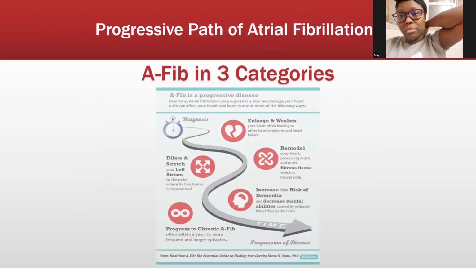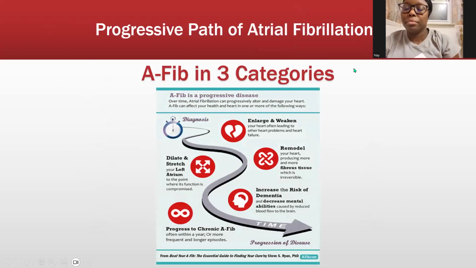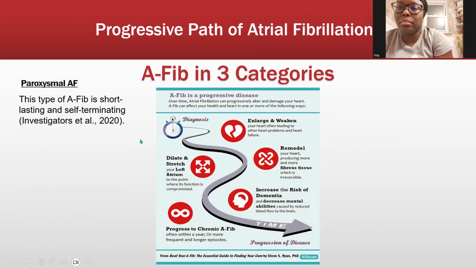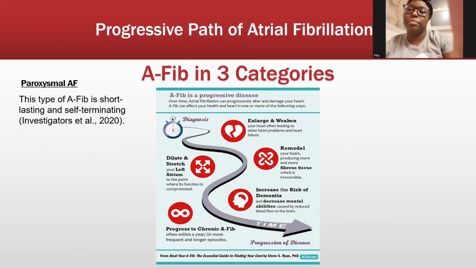So there's a progressive pathway to atrial fibrillation. AFib can be broken down into three categories. First category is called paroxysmal AFib. And what is that? Paroxysmal AFib is a type of AFib which is short lasting or self terminating.